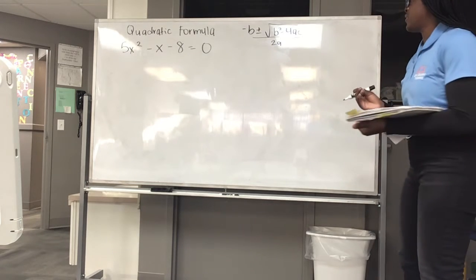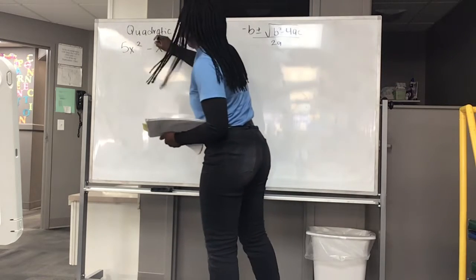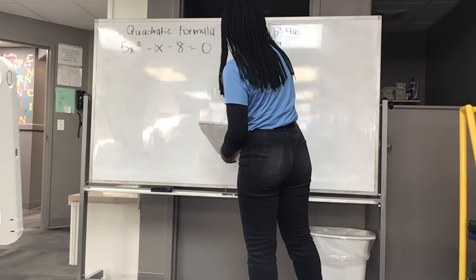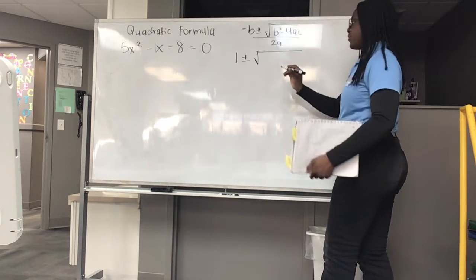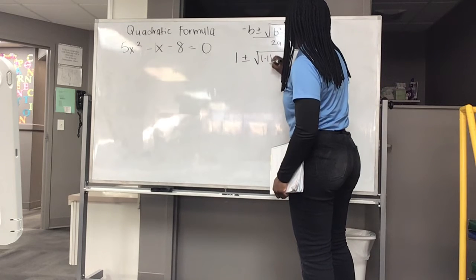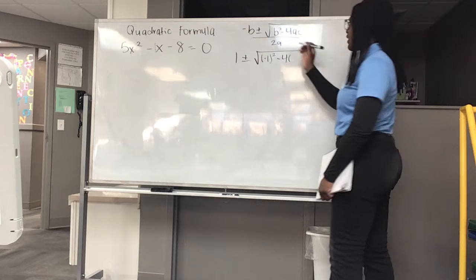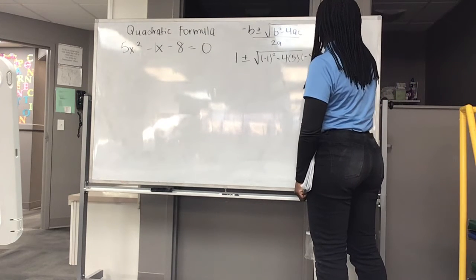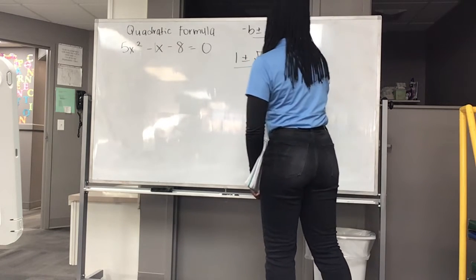Okay, so I'll start going over this one. So negative b, technically there's a 1 in front here. So negative 1 is actually a positive 1. Plus or minus the square root b squared, so negative 1 squared minus 4 times a. My a is 5. And my c is negative 8. All over 2 times a, which is 5.